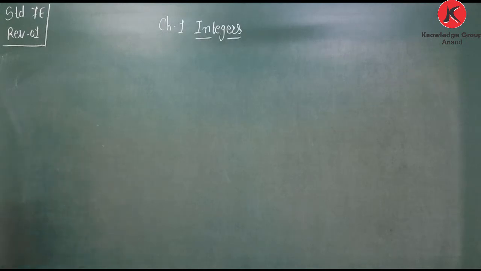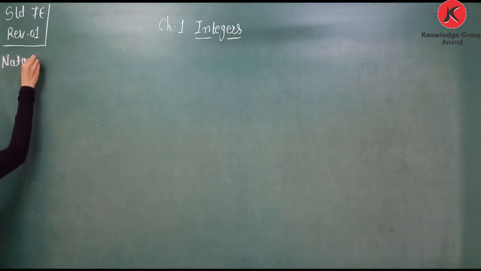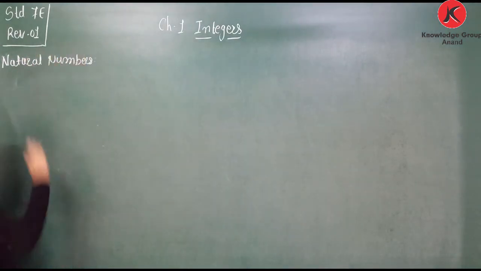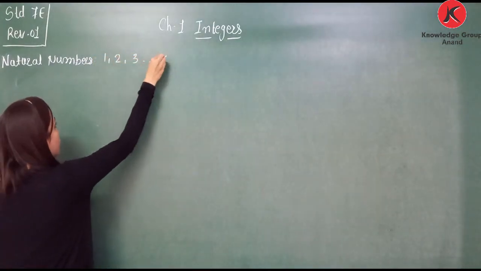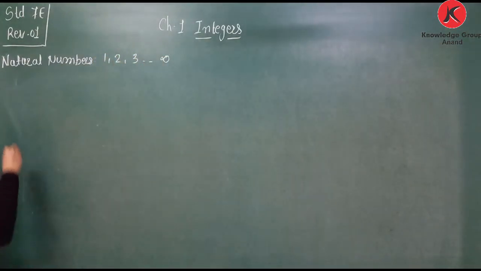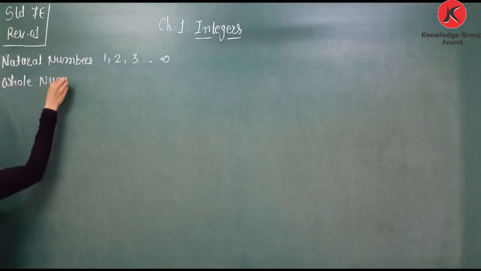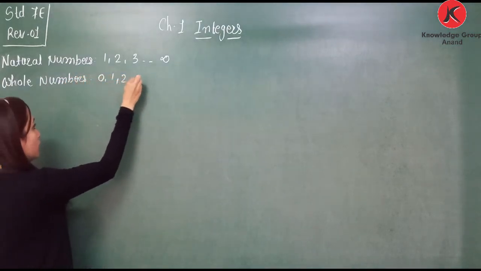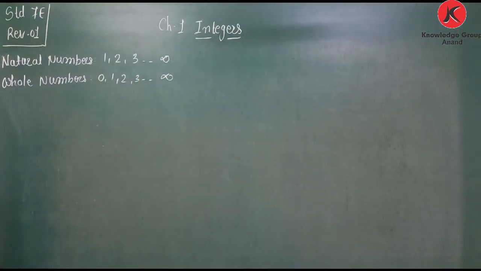Before that we learn about natural numbers. Which numbers are there in natural numbers? All this you need to write in a notebook. Natural numbers include 1, 2, 3 up to infinity. After that we learn about whole numbers. Which numbers will be there in the whole numbers? 0, 1, 2, 3 to infinity. Means all natural numbers are in the whole numbers and also 0.